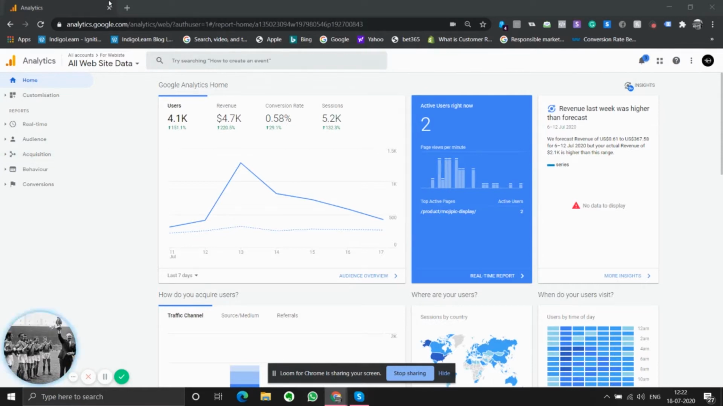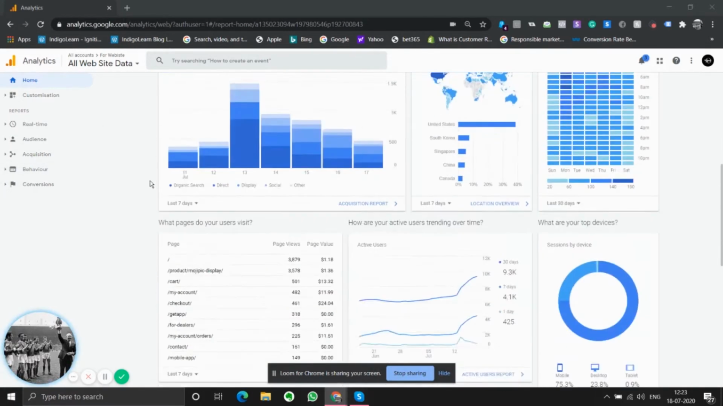So I'll take you through a small run through of how you can actually create a Google Analytics account, and let's start off with running you through the interface and what actually counts within Google Analytics and what you should be looking out for. So let's start with the interface.